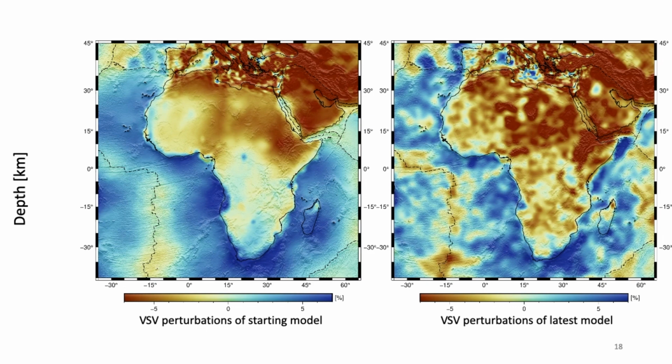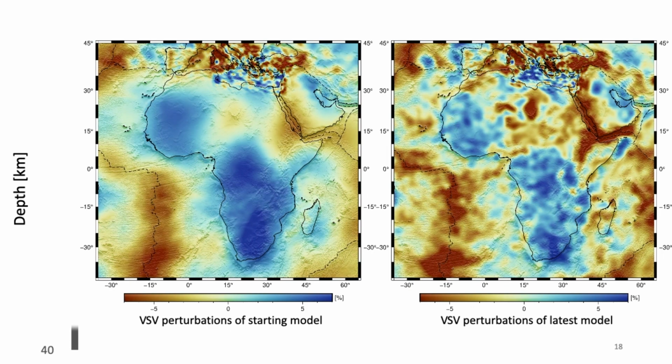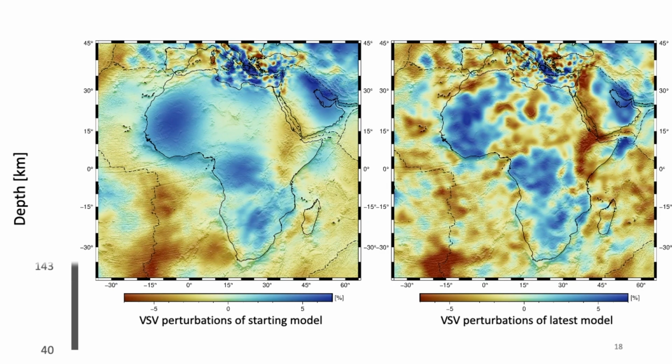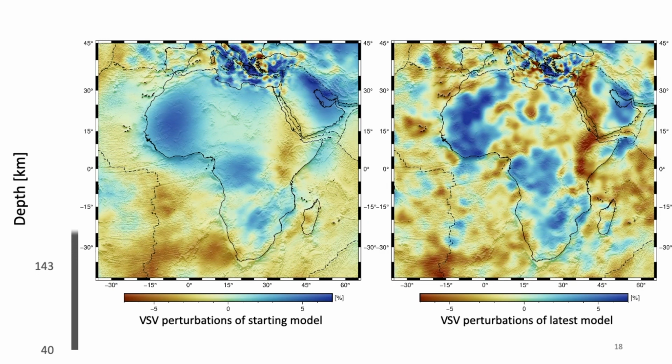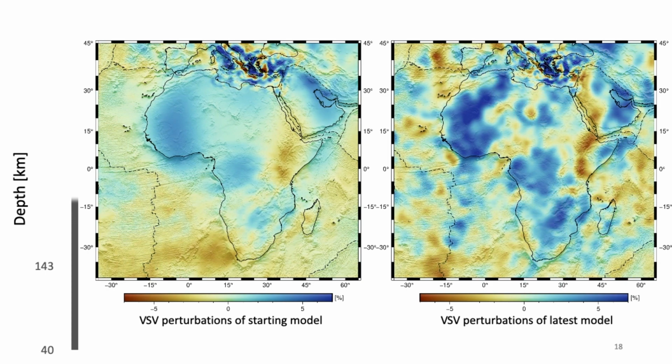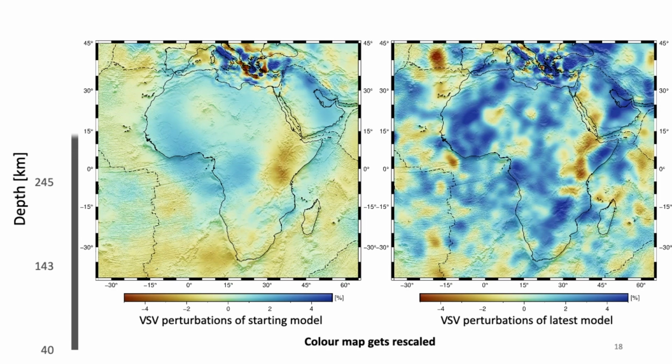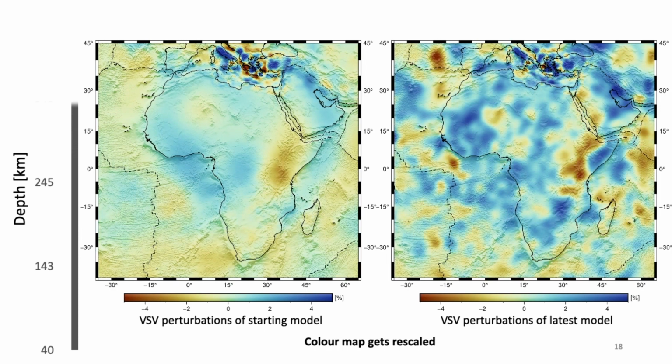We will now show several depth slices through the latest model. On the left-hand side, you see the initial model, and on the right-hand side, you see the latest model. It is particularly nice in this example to look at the area of the East African rift system. Here you see the red hot anomalies slowly going downwards towards Tanzania. The color map gets rescaled. Here you see quite strong anomalies again under Tanzania.